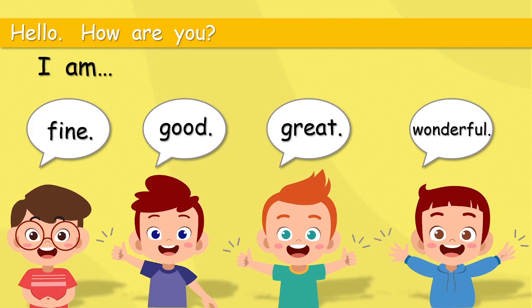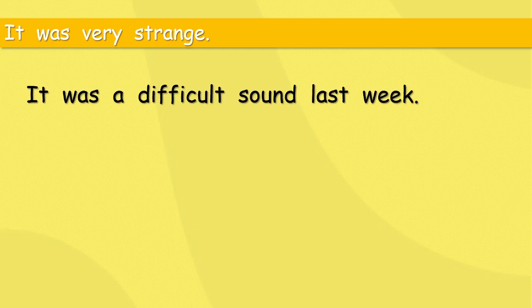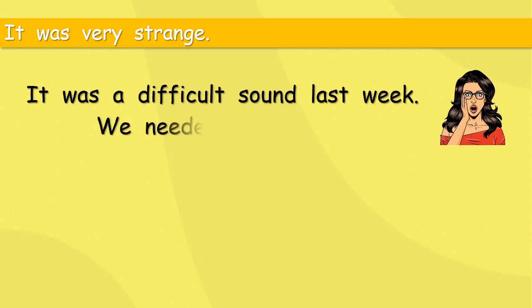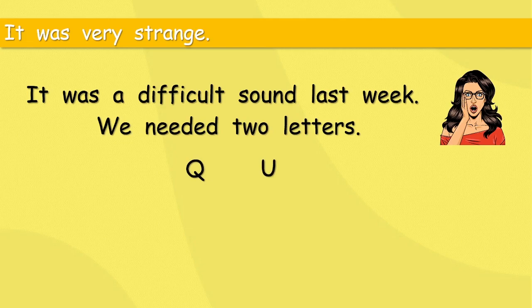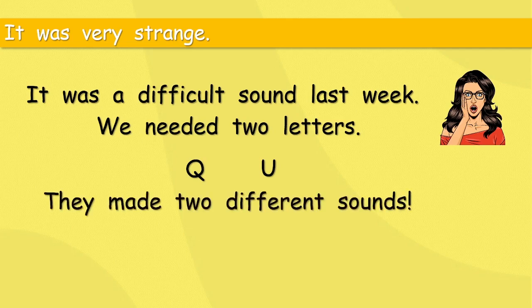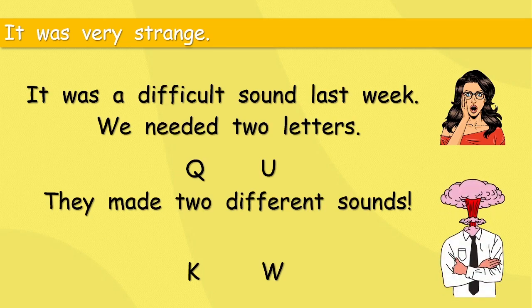Let's get on with our words of the week. Last week it was very strange. It was a difficult sound last week. Yeah, it was. Oh no! We needed two letters. A Q and a U. But they made two different sounds. They made the sounds K and W. So when we put those together, we've got qu, qu. Q and U make the sound qu, qu. That's very strange, isn't it? Yep. It actually makes my head go bang.